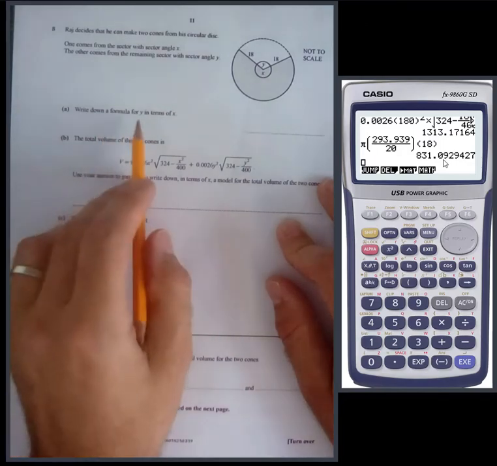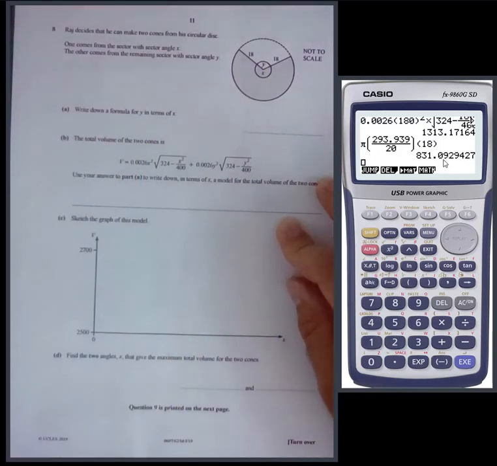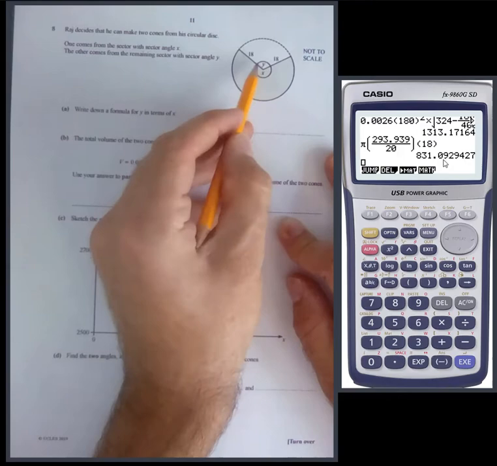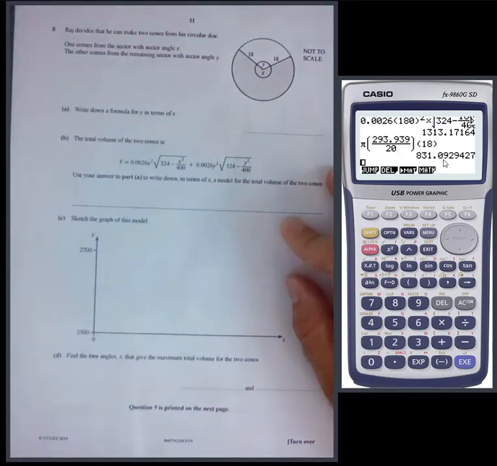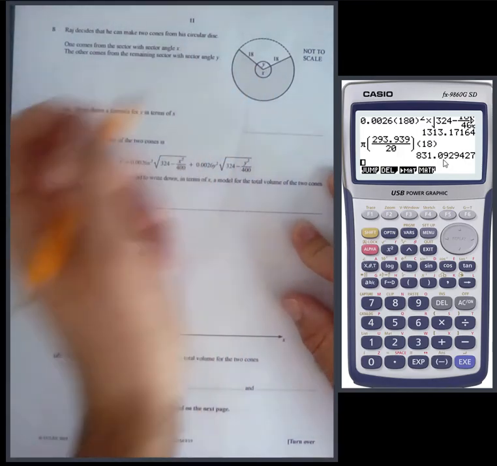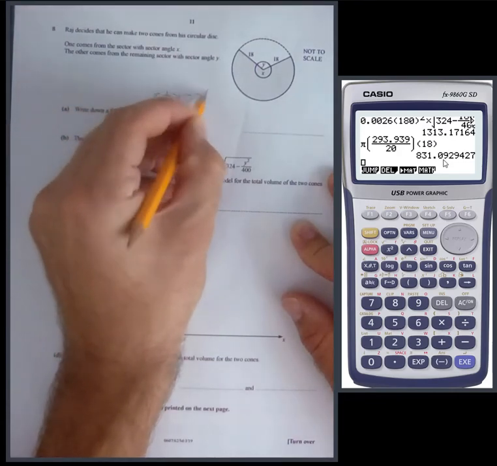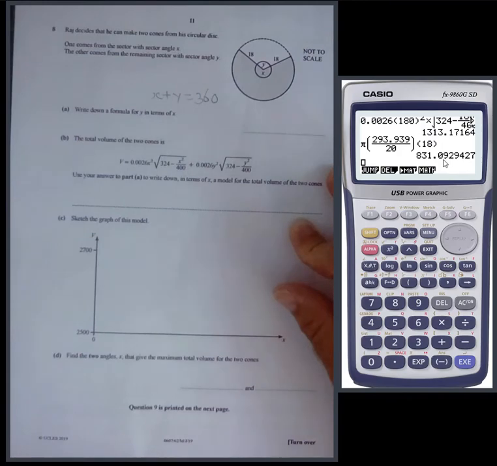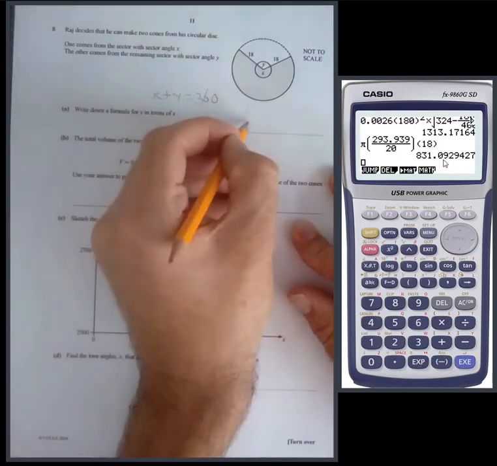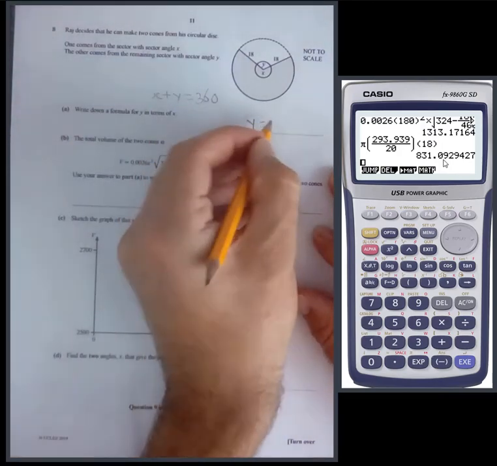And it says, write down a formula for Y in terms of X. So that's quite friendly. You can see X and Y, they're around a circle. You know the angles around a point add up to 360. So X plus Y equals 360. Very simple angle. We probably learned it in primary school. So that must mean Y equals 360 minus X.